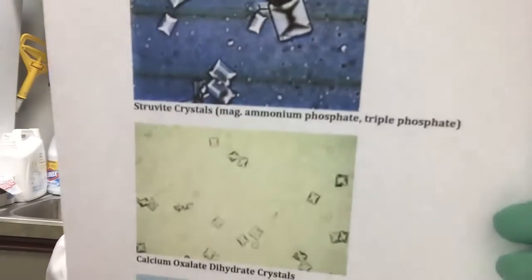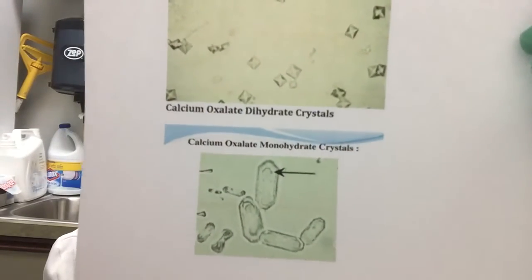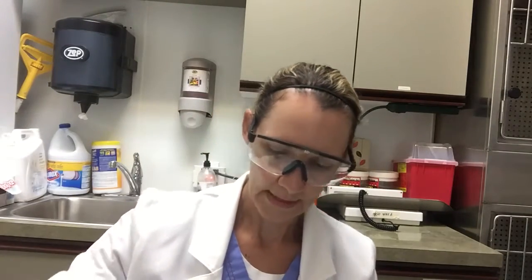Now, as far as crystals go, commonly we see struvite crystals. We see calcium oxalate dihydrate crystals and calcium oxalate monohydrate crystals. We see ammonium biurate crystals and cystine crystals.